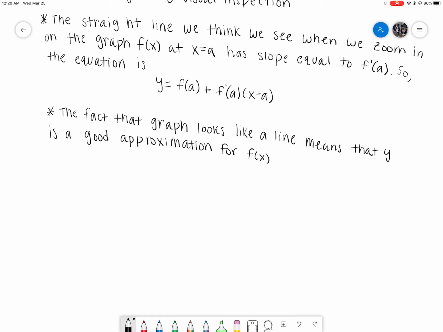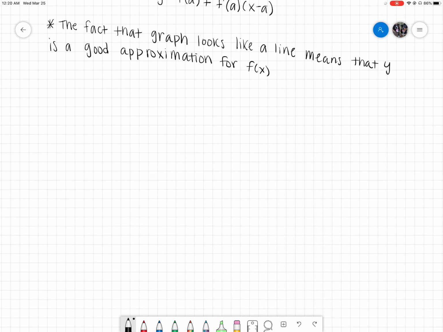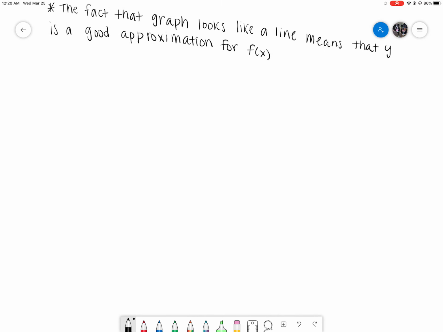If we zoomed in and it didn't look like a straight line, then we shouldn't be using a straight line to estimate it, but if we zoom in, it looks like a straight line, then this is probably a good approximation. So that brings us to the tangent line approximation.